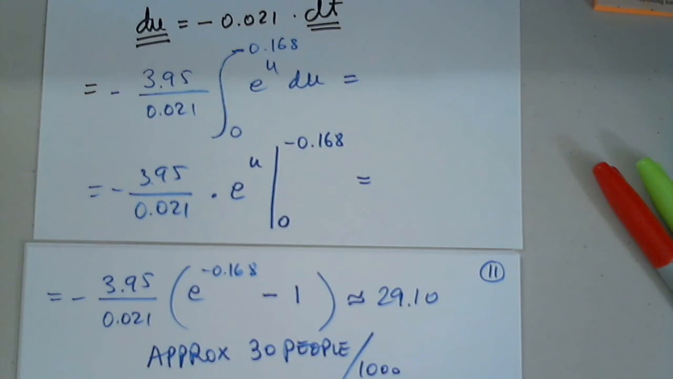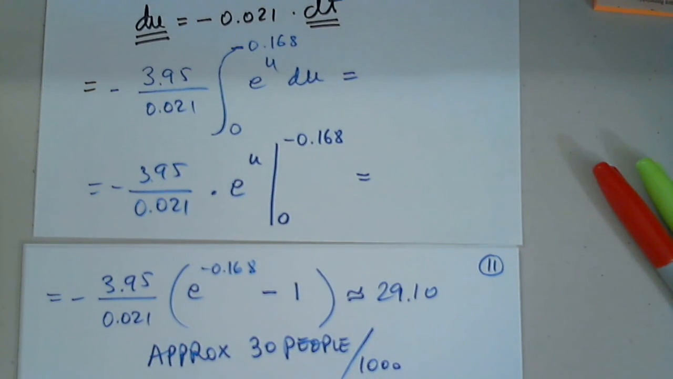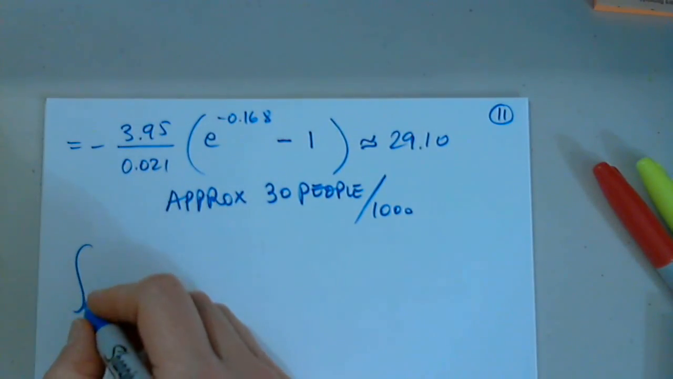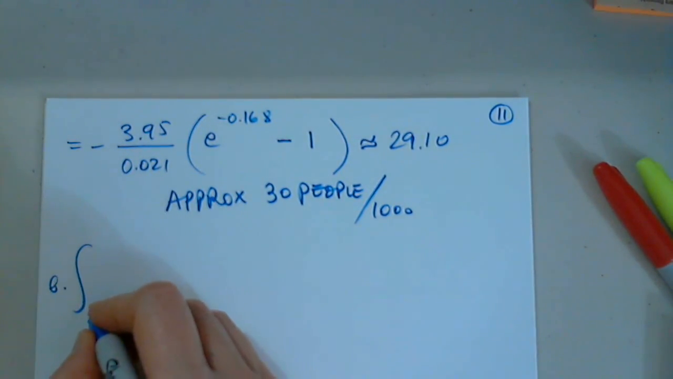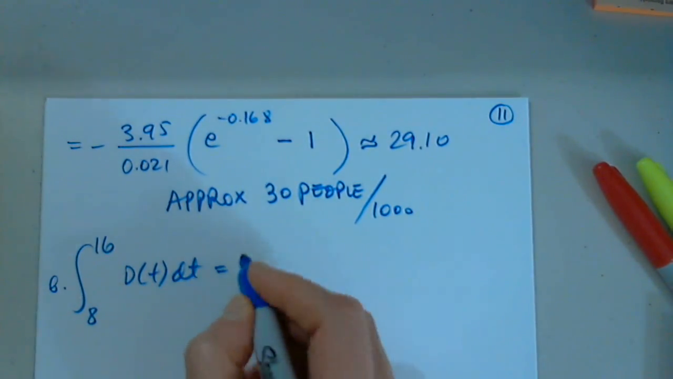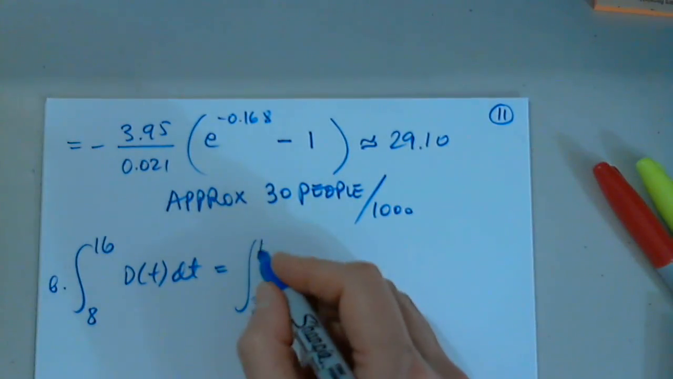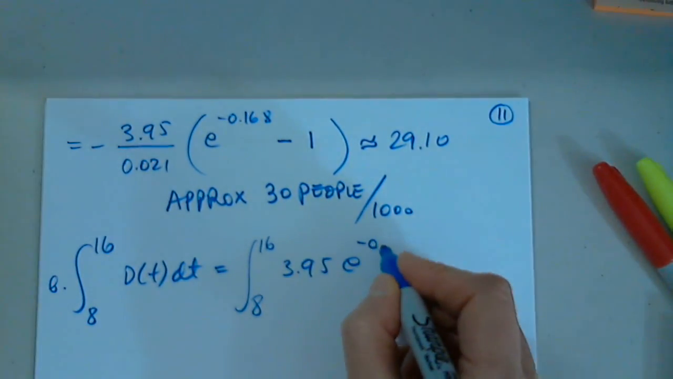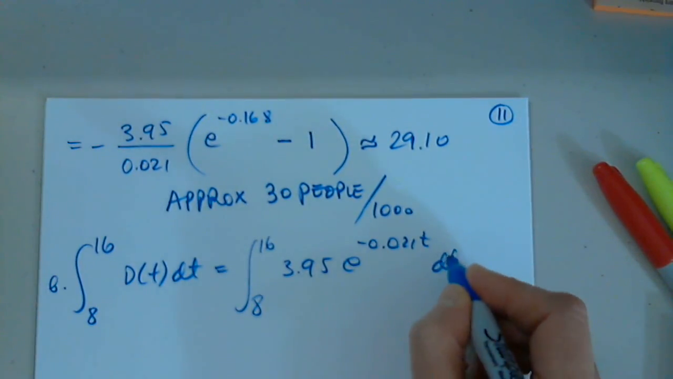Do I have time for the last part? Yes, I have one more minute. Okay, find the total number of divorces in the United States between 2008 and 2016. So the other one, part B. In part B, from 8 to 16 of D(t) dt, which will be the integral from 8 to 16 of 3.95 e to negative 0.021t dt.